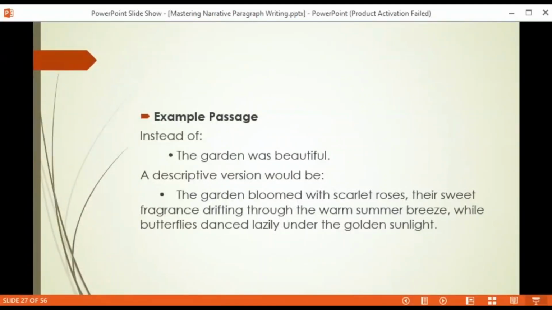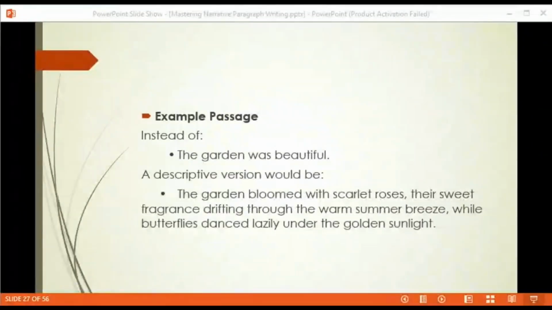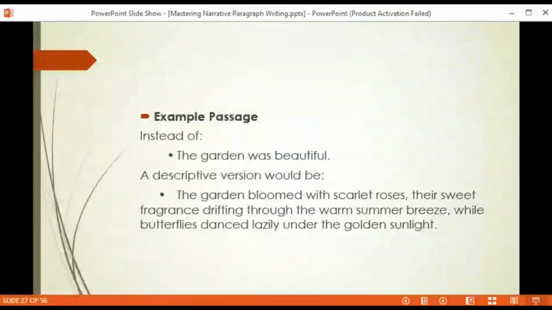Example passage. Instead of saying, "The garden was beautiful," a descriptive version would be, "The garden bloomed with scarlet roses, their sweet fragrance drifting through the warm summer breeze, while butterflies danced lazily under the golden sunlight." Next slide, please.